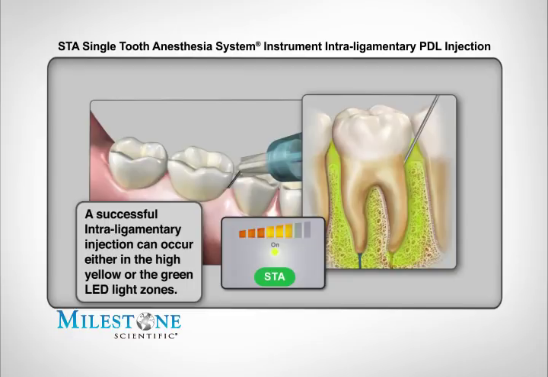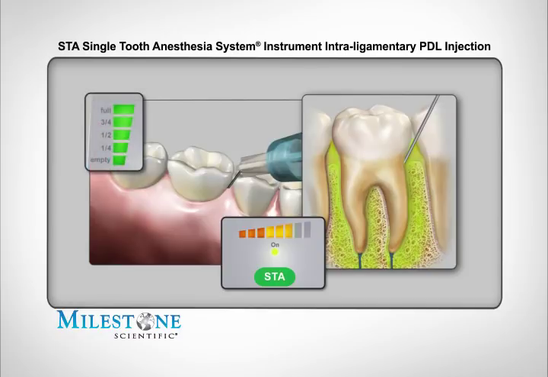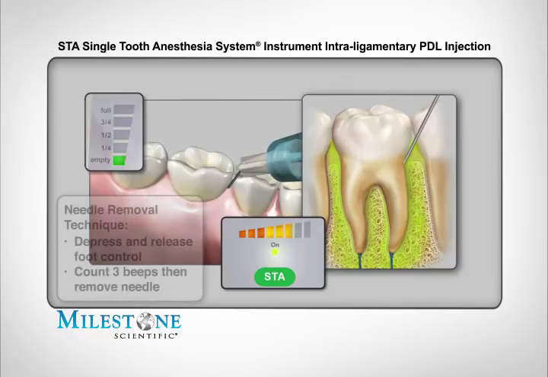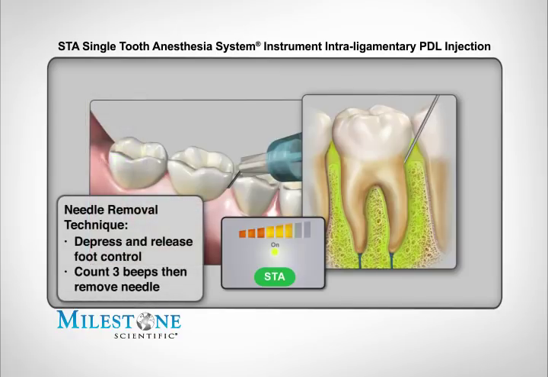of the correct location. To determine the amount of anesthetic solution dispensed, you can view the vertical green LED volume gauge in the upper left corner of the STA unit. As the green LED lights descend, you will hear a corresponding tone at each quarter cartridge. When you've delivered the required dosage, you can remove the needle.